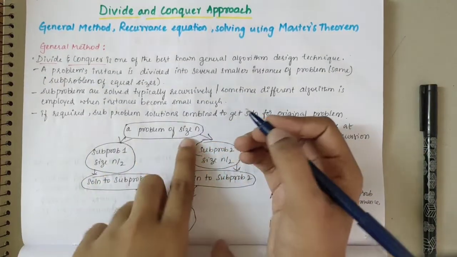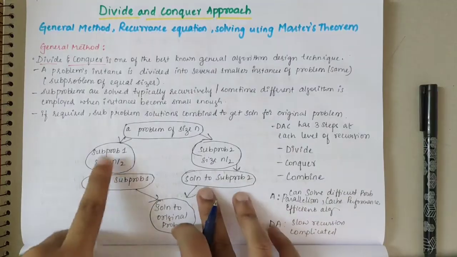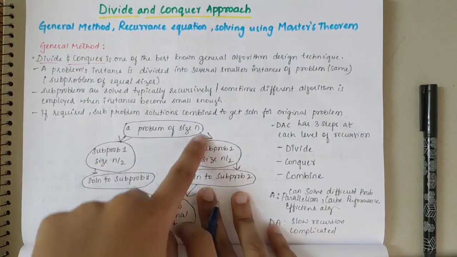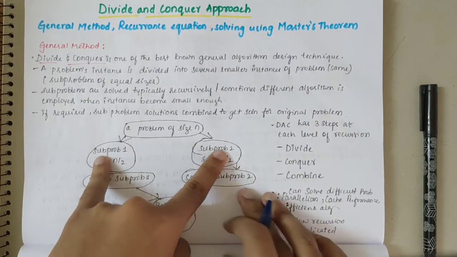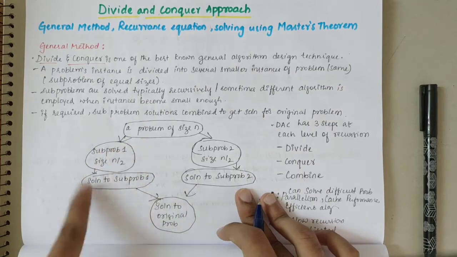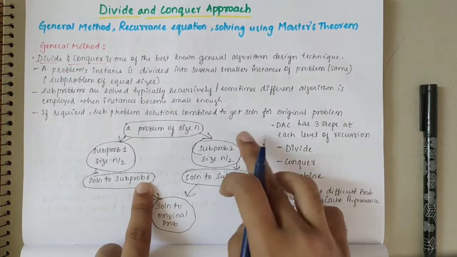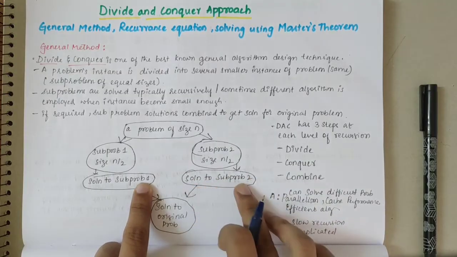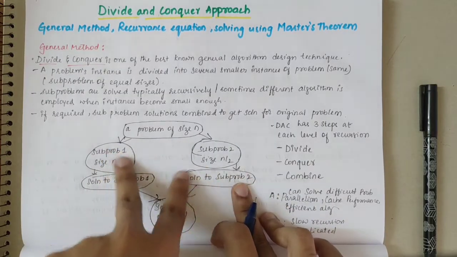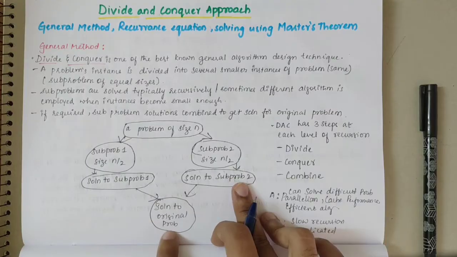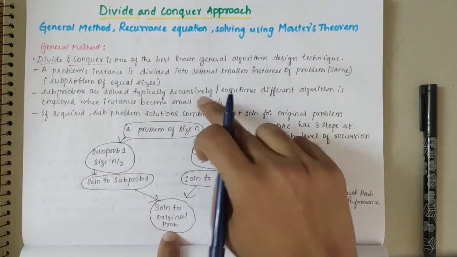A problem of size n is taken first, then you create a subproblem of size n by 2, and here also n by 2. Two subproblems are created. For subproblem 1, you find the solution to subproblem 1. And for subproblem 2 also you find a solution to subproblem 2. Now you combine these two solutions in order to get the original solution for the original problem of size n.